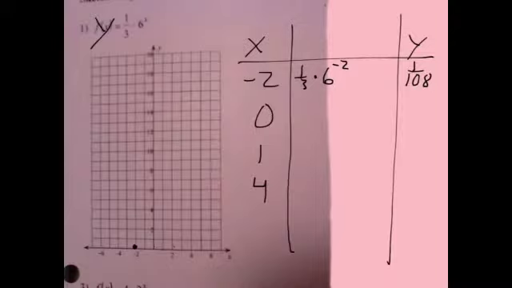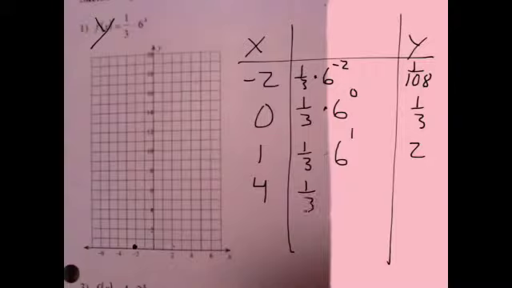Let's put in 0, so let's do 1/3 times 6 to the 0 power. Well, 6 to the 0 power, just like any other nonzero number to the 0 power, is 1, so you have to do 1/3 times 1, which is just 1/3. And now let's put 1 in for the x there. 1/3 times 6 to the first power. 6 to the first is 6. 1/3 of 6 is 2.